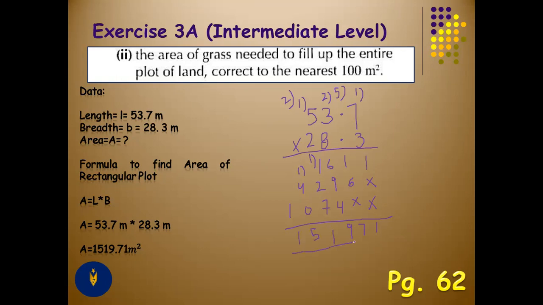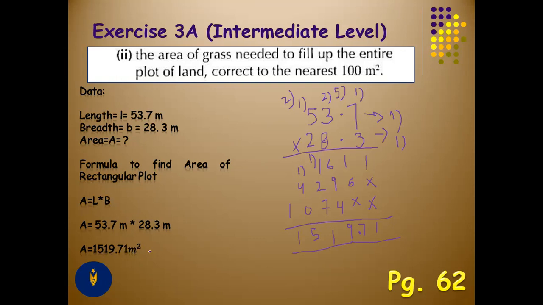Now you have to decide where you have to place decimal. So here only one digit after decimal point, and here is also one digit after decimal point. So 1 plus 1 is 2. So place decimal before 2 digits. So 1519 means 1519.71. So area of rectangular plot is 1519.71 meter square.